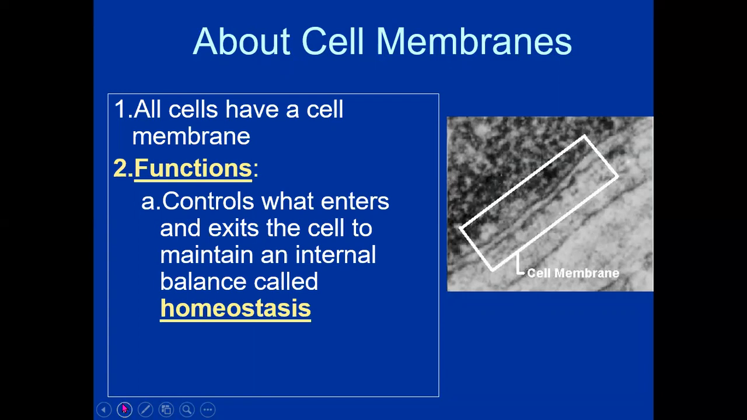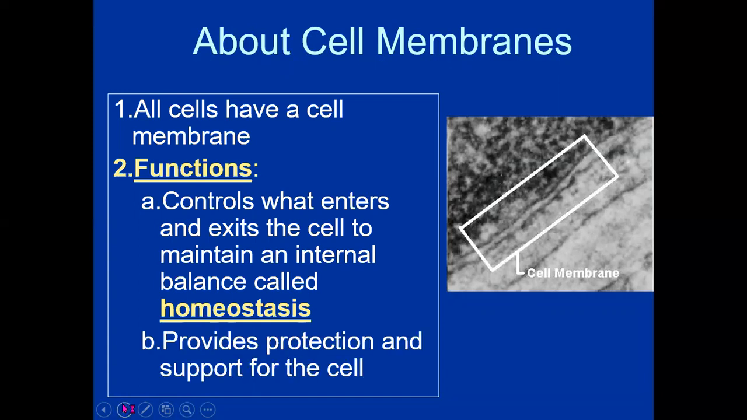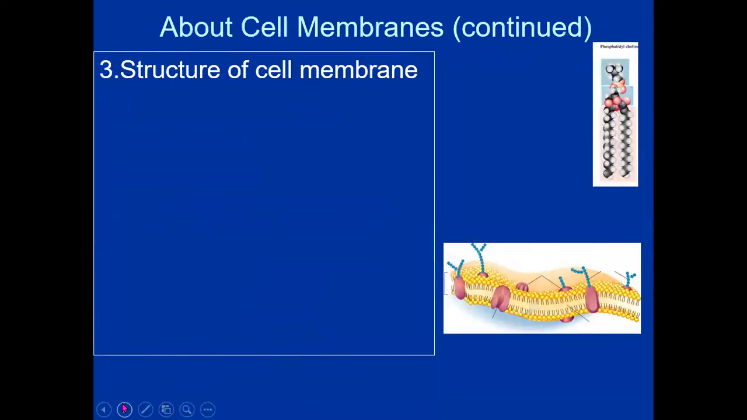In other words, it controls what enters as well as leaves the cell. Some textbooks say that the cell membrane maintains the integrity of the cell. It also provides protection as well as support, especially for the internal organelles that are found inside the cell.